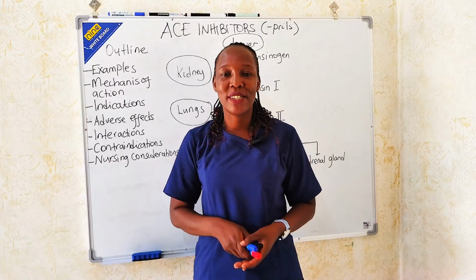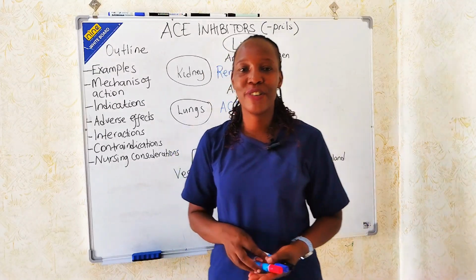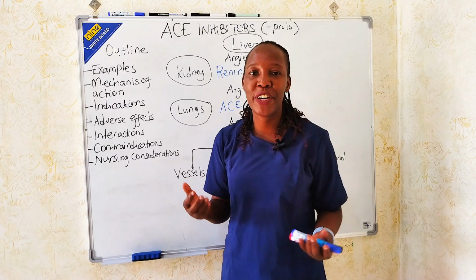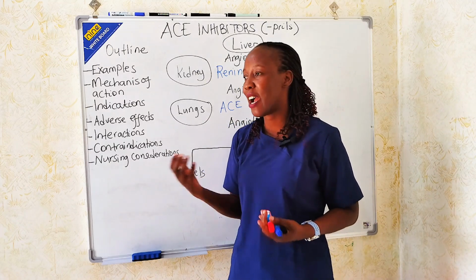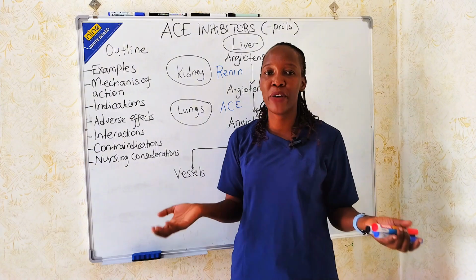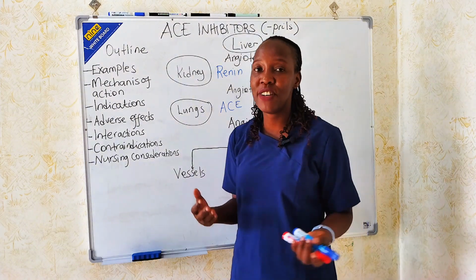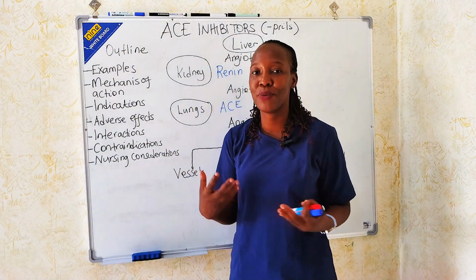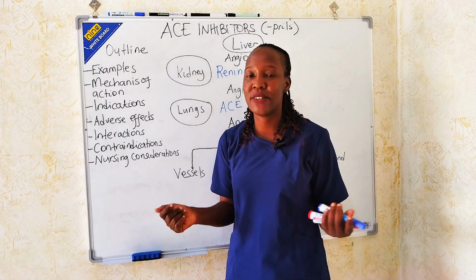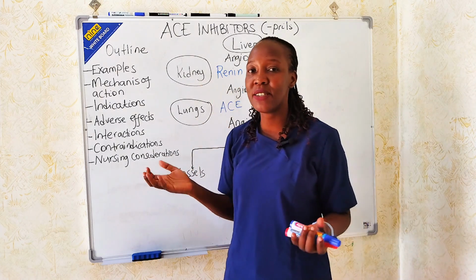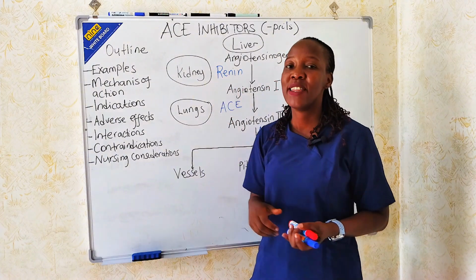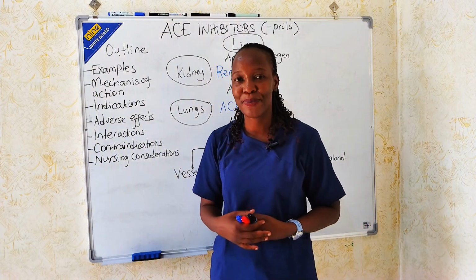Drugs that influence the renin-angiotensin-aldosterone system are one of those very important classes of drugs, especially for serious conditions like heart failure, hypertension, myocardial infarction, and even renal conditions, and in clients with diabetes mellitus. Today, we are going to have a review of one of the classes of those drugs called the ACE inhibitors.